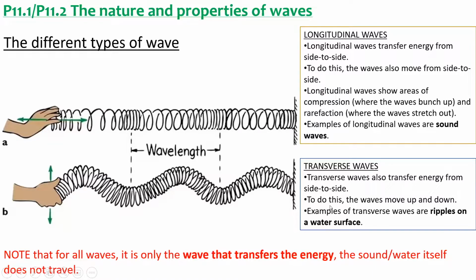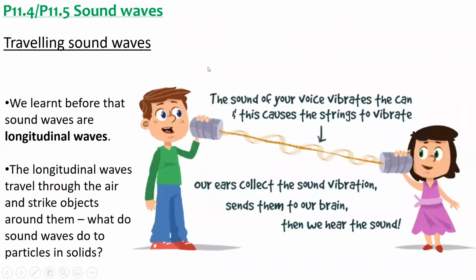Transverse waves, which we'll talk about in a different video, I'll just put here as a comparison. If you were pushing a slinky up and down or waving up and down, the waves move up and down. This is like ripples on a water surface or light. Longitudinal waves are like sound.